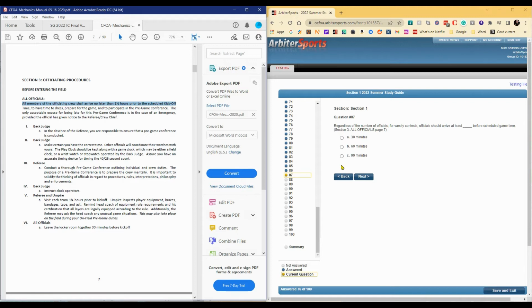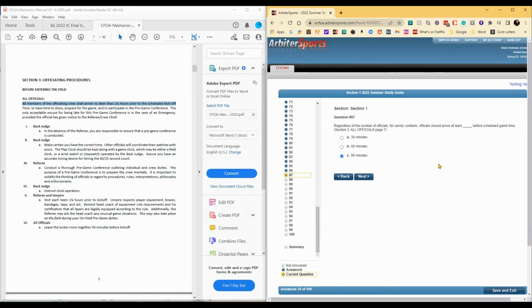Don't be late to your game, to your pregame. It's really important that the entire crew is there together. And if you want to meet 2 hours beforehand, that's fine too. But 90 minutes is the minimum. All right. So the answer is C, 90 minutes.